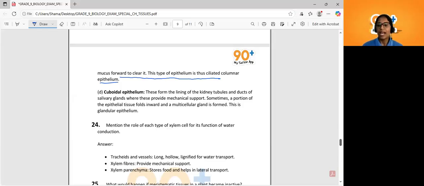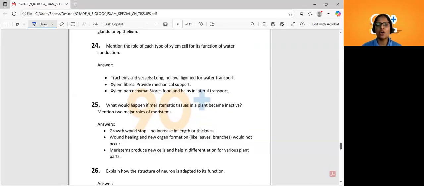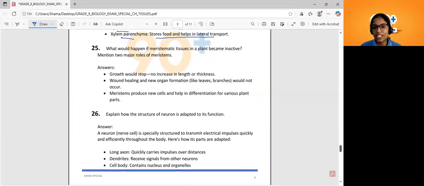And the 24th question is mention the role of each type of xylem cell for its function of water conduction. So there are tracheids and vessels, which are long, hollow, lignified for water transport. And xylem fibers provide mechanical support. Xylem parenchyma stores food and helps in the lateral transport. So this is important. Now the 25th question is what would happen if meristematic tissue in plants became inactive? Mention two major roles of meristems.